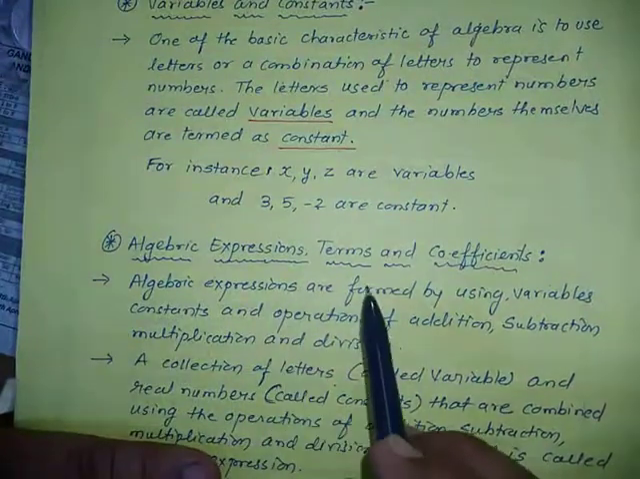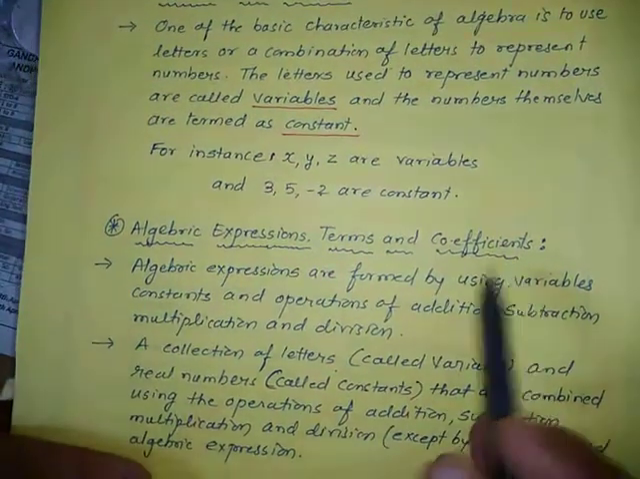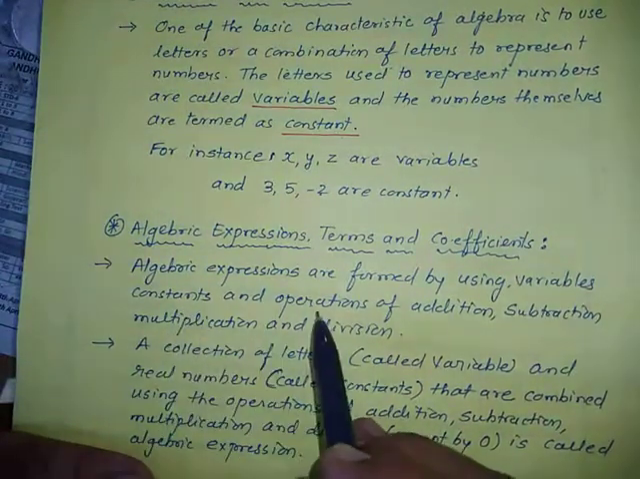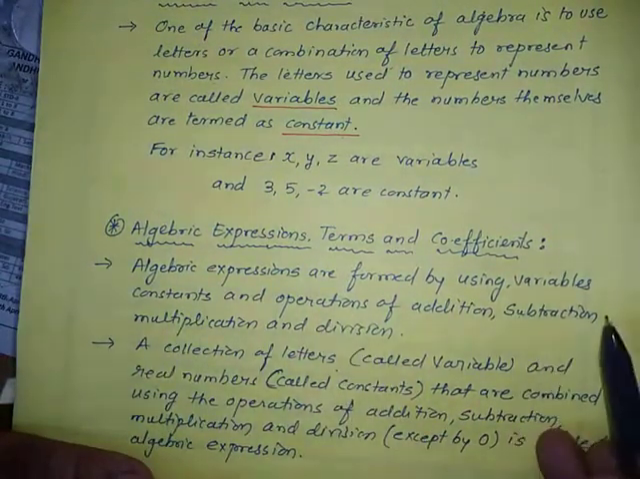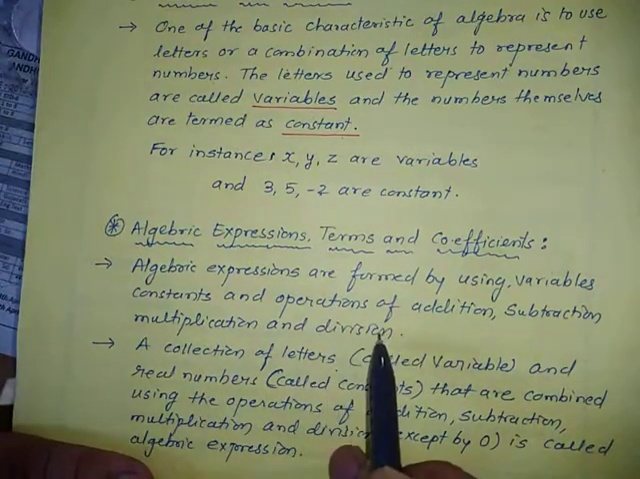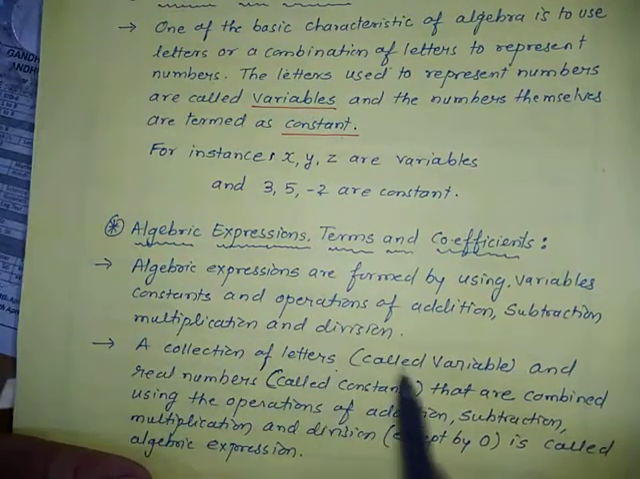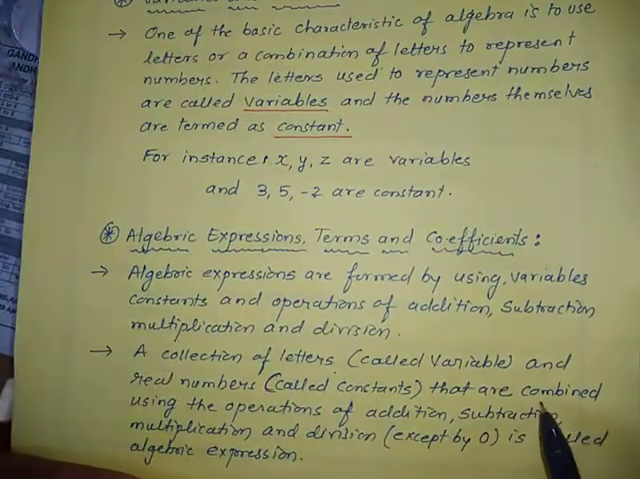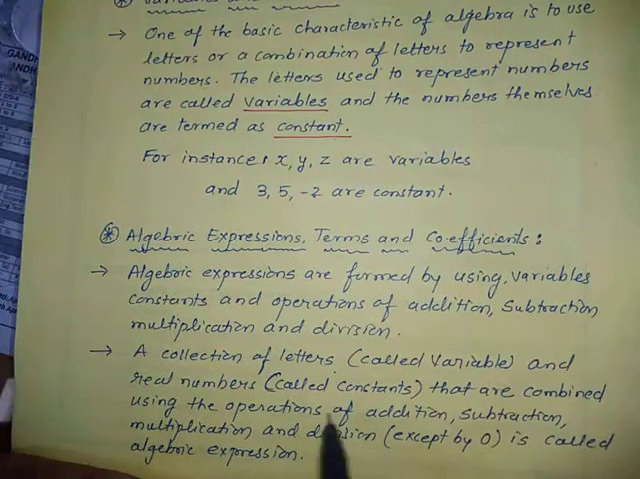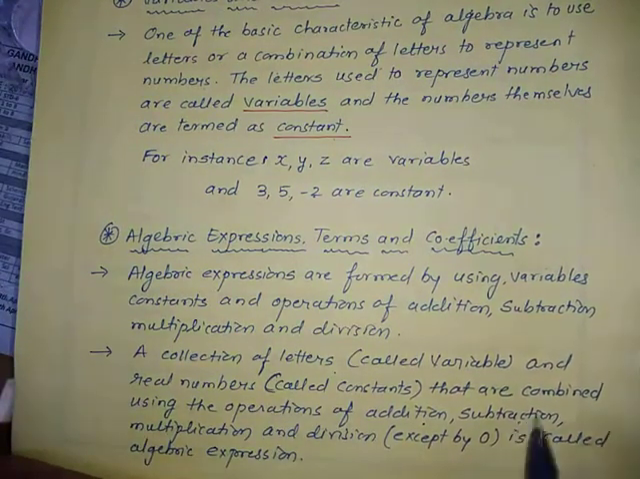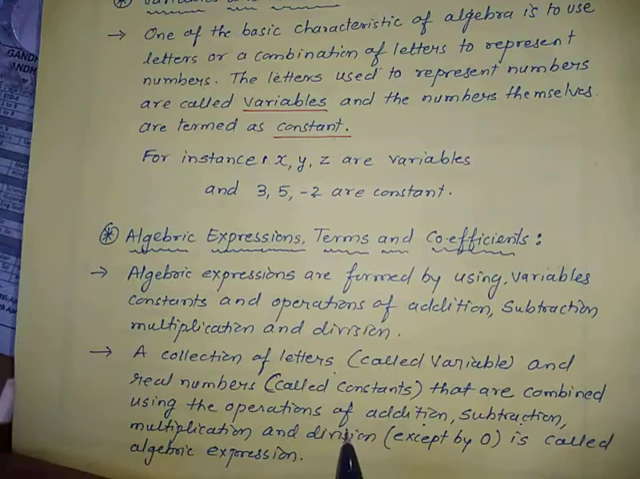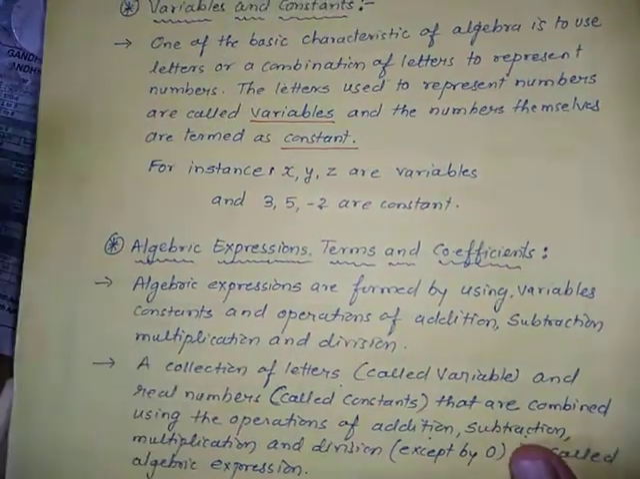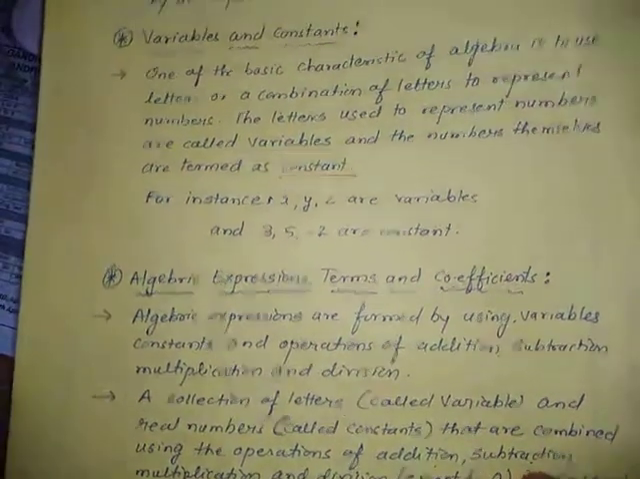Algebraic expression, terms and coefficient. Algebraic expressions are formed by using variable, constant and operations of addition, subtraction, multiplication and division. A collection of letters called variables and real numbers called constant, combined using the operations of addition, subtraction, multiplication and division, except by 0, is called an algebraic expression. Here friends, we proceed further.